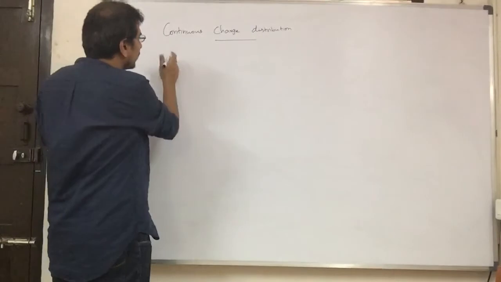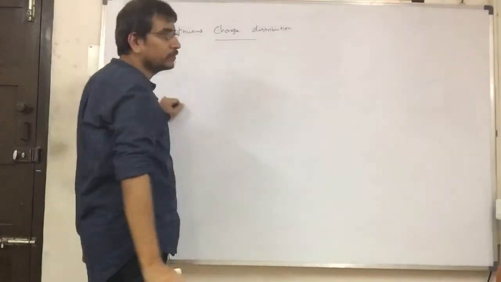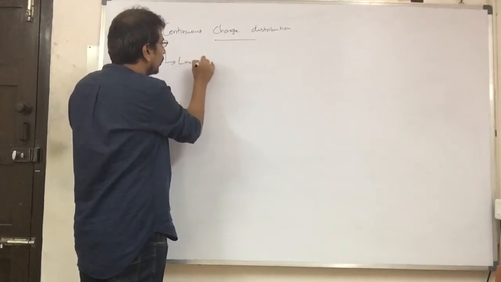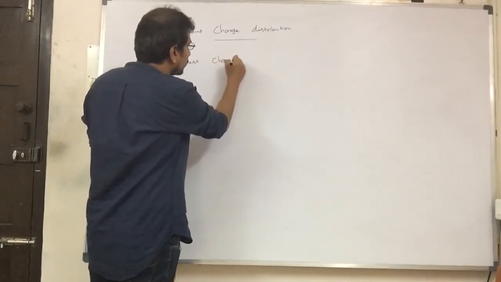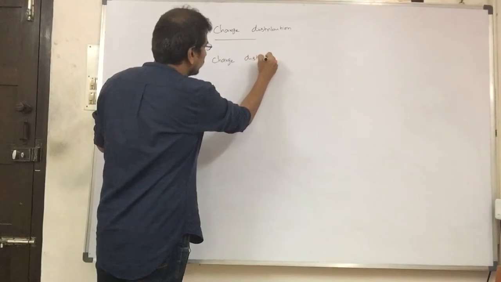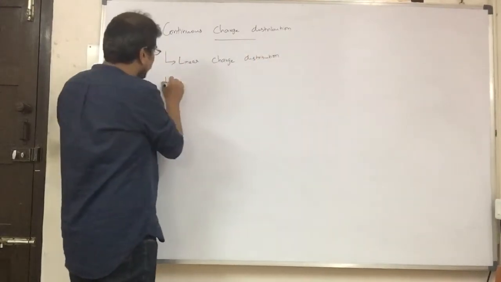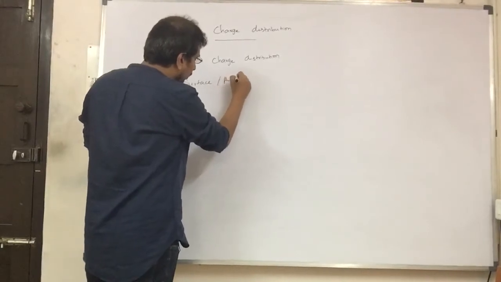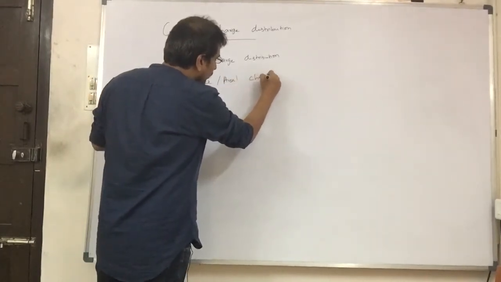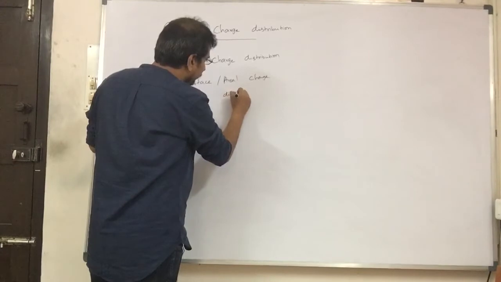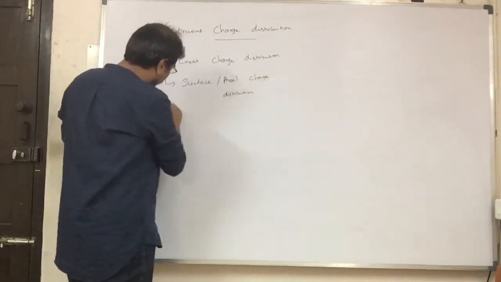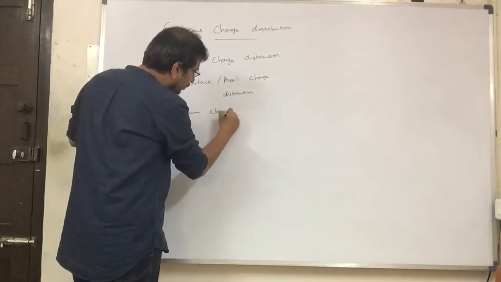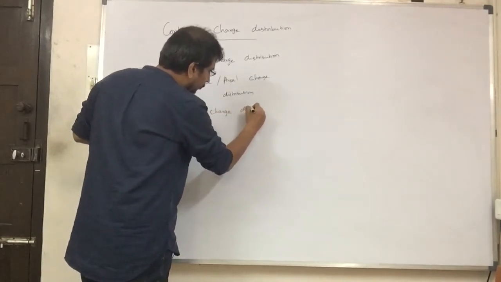So in this continuous charge distribution, there are three types of charge distributions that we are going to see. One is called linear charge distribution. The second is called surface or areal charge distribution, and the third type is called volume charge distribution.